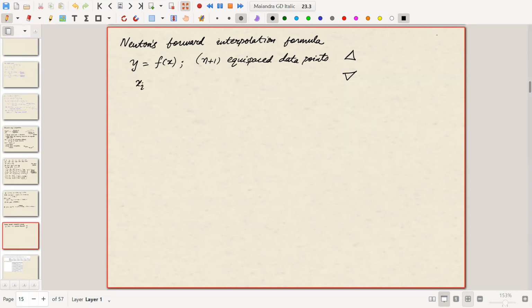Say I denote any equispaced point xi as x0, the starting point, plus ih. H is your step size, isn't it? And corresponding to each xi, you have a yi. So n plus 1 data points means it will run from x0, x1, so on till xn, and y0, y1, so on till yn. Given these data points, how will you find the derivative?